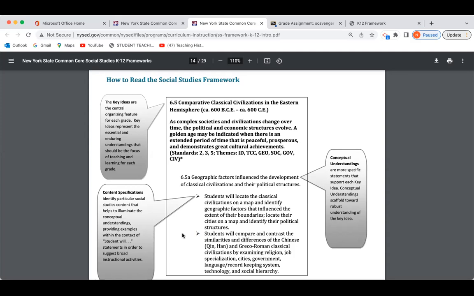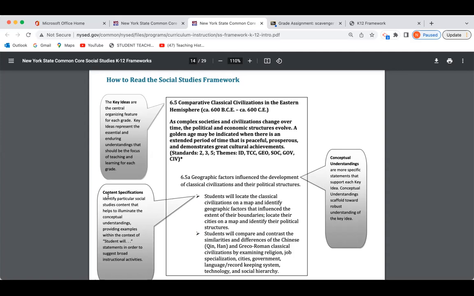We can elaborate and make our standards fit our activities. In our activities, we want to get students researching, looking at primary and secondary sources, and trying to look at history in that historical lens. So we start off with the conceptual understandings. Then we go to the content specifications.